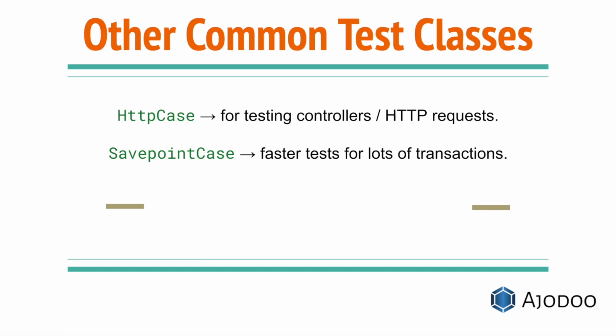Other common test classes are HttpCase and SavepointCase. HttpCase is used for controllers, HTTP requests and APIs. And SavepointCase is used if we have lots of transactions and we want the tests to run faster.